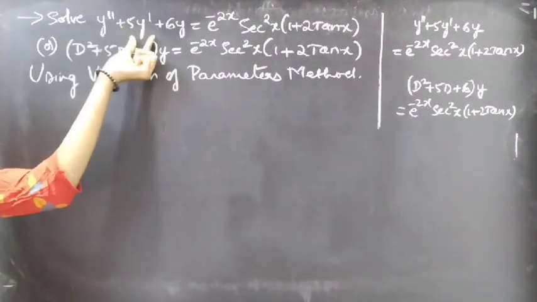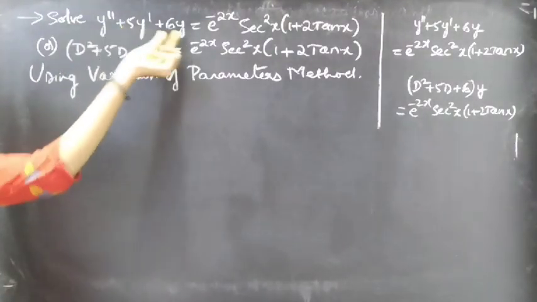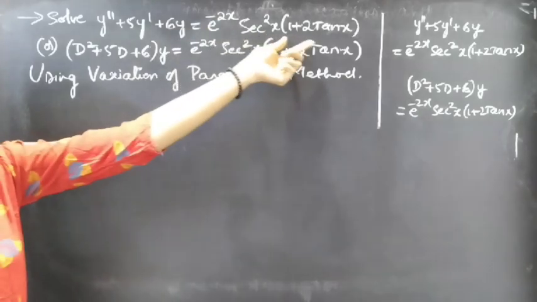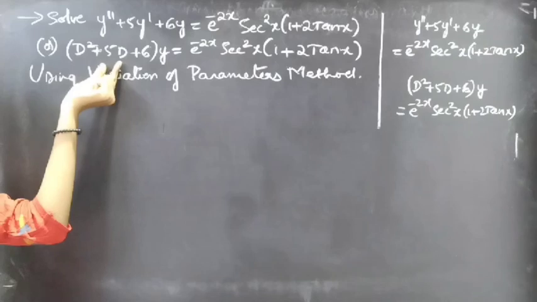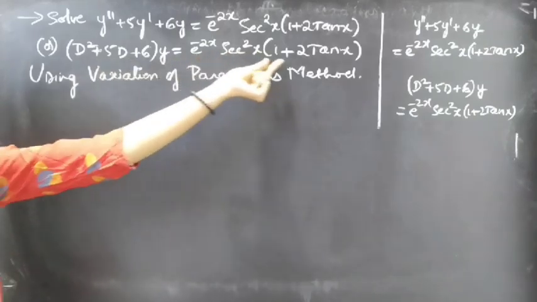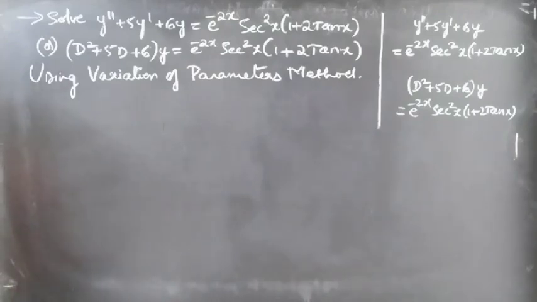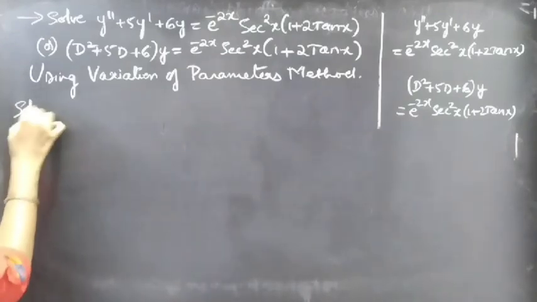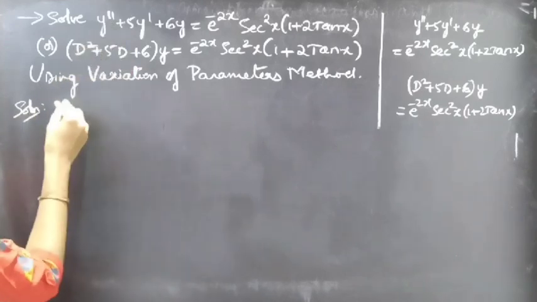Solve y double dash plus 5y dash plus 6y equal to e power minus 2x secant square x of 1 plus 2 tan x, or D square plus 5D plus 6 into y equal to e power minus 2x secant square x of 1 plus 2 tan x, using variation of parameters method. So we are given a differential equation of order 2.